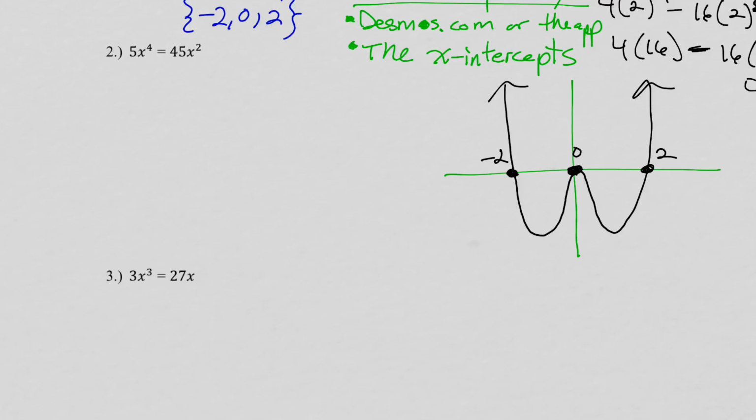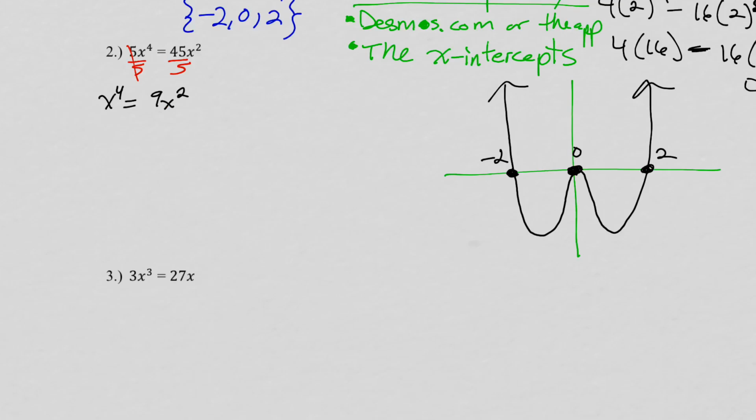Okay, the next one. You may be asking yourself, well, what do I do first? Should I move the 45x squared to the left, or should I divide by 5? And it doesn't really matter which one. I'll just do them both ways so you can see.